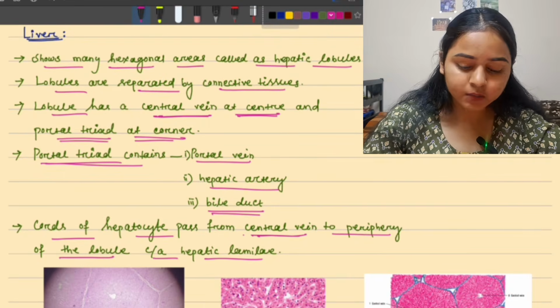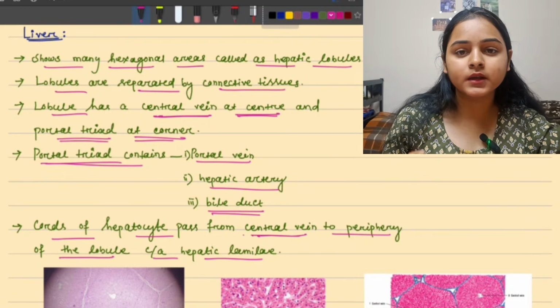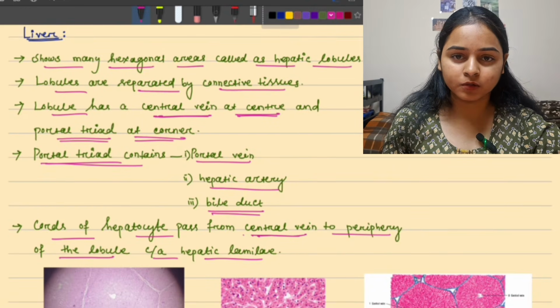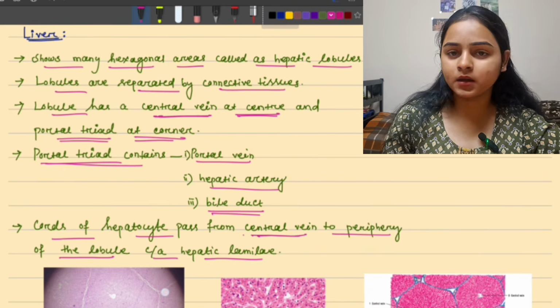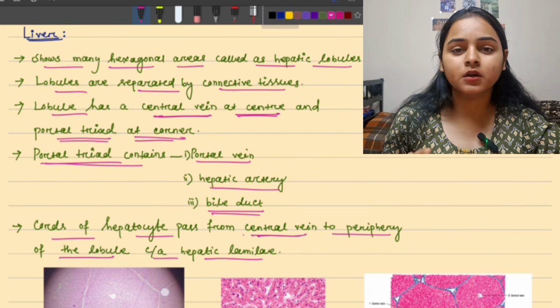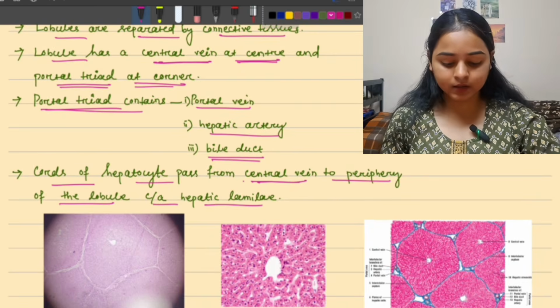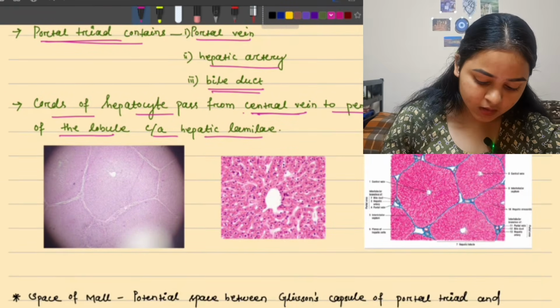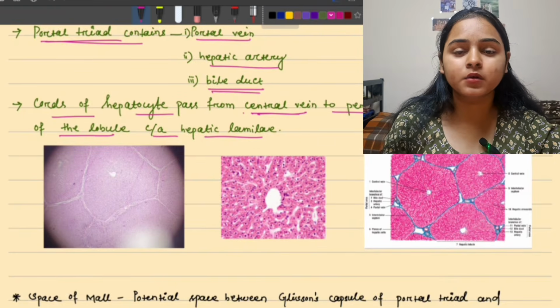Okay, so these are the important features of liver. You have to remember the hexagonal shape of the hepatic lobule, the presence of the central vein at the center and the portal triad at the corners. And you have to remember the constituents of the portal triad, which is often asked in the viva: the portal vein, the hepatic artery and the bile duct. So you can easily identify the slide of liver from the hexagonal shape of the hepatic lobule.